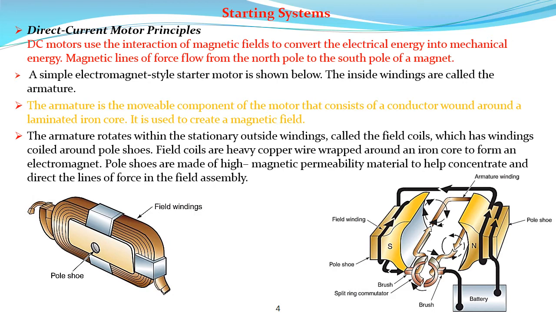Pole shoes are made of high magnetic permeability material, a metal that has magnetic permeability, to help concentrate and direct the lines of force in the field assembly. It is shown in front of you: the pole shoe, which contains the field windings.